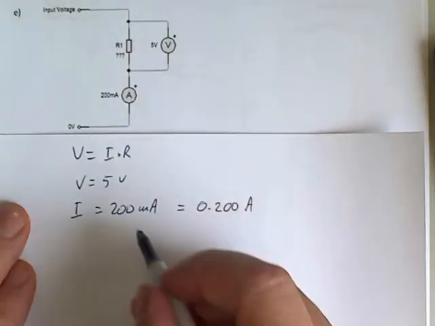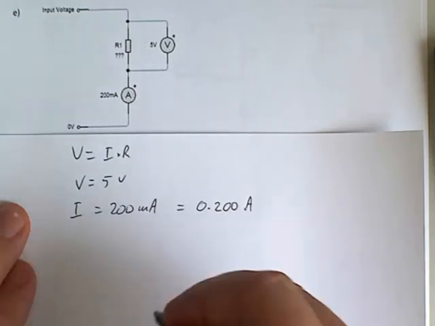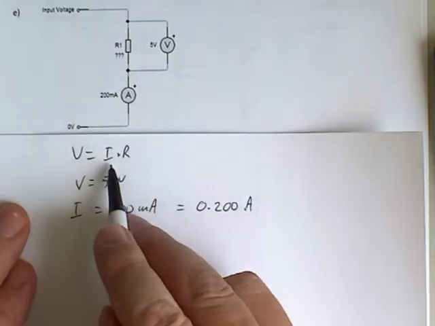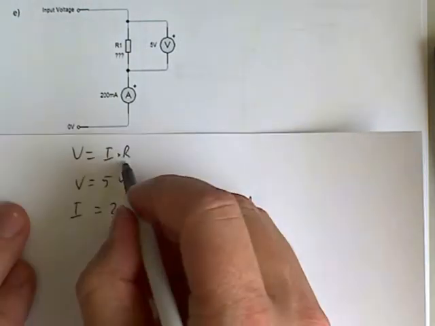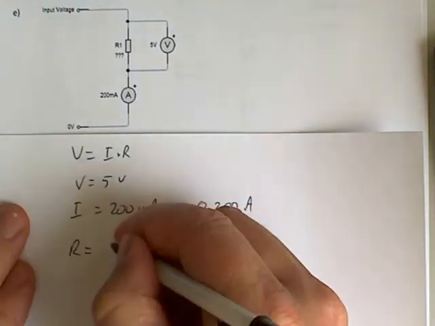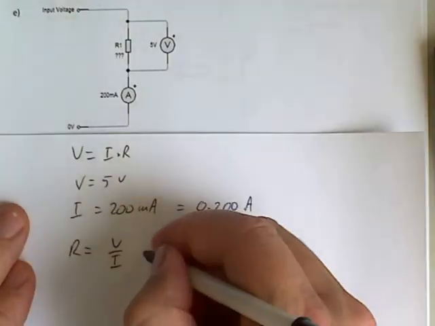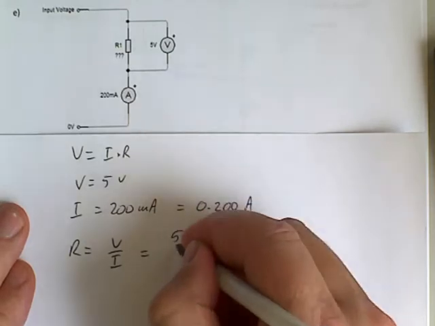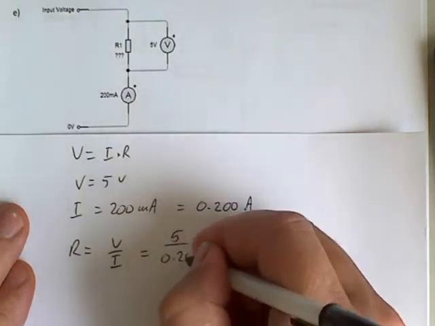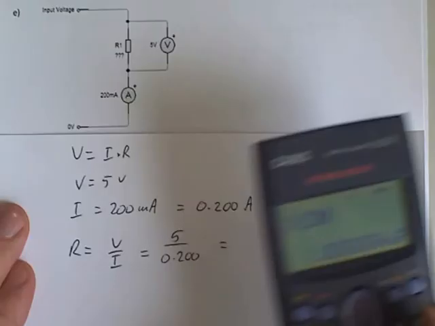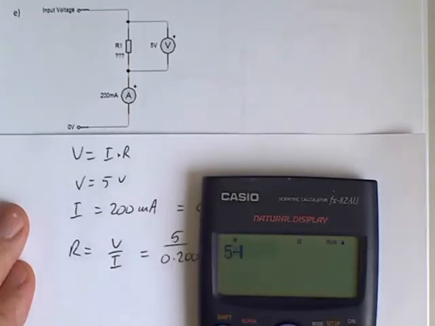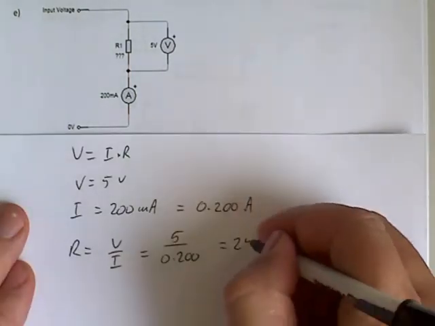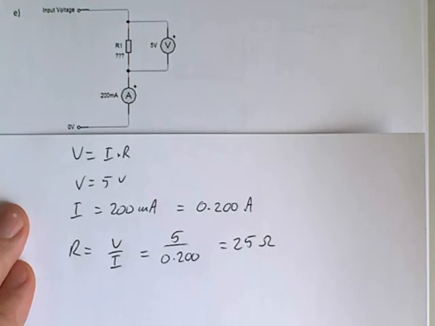And I'll need to transpose my equation here to get R equals. So if I divide both sides by I, I get R on this side. So R equals V divided by I equals 5 divided by 0.200 equals 25. So we're getting 25 ohms resistance.